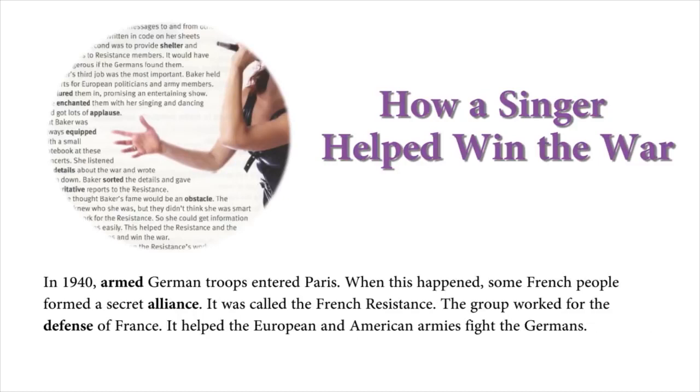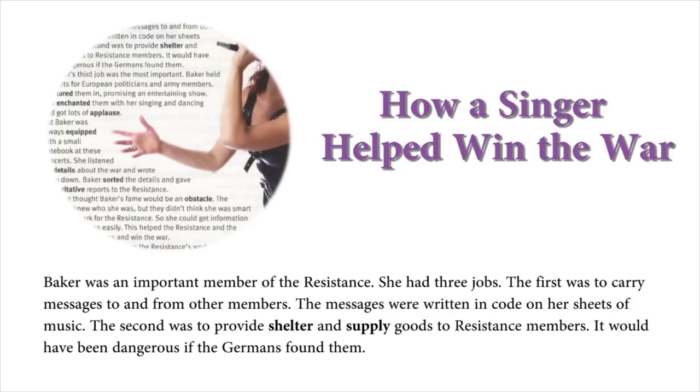In 1940, armed German troops entered Paris. When this happened, some French people formed a secret alliance. It was called the French Resistance. The group worked for the defense of France. It helped the European and American armies fight the Germans. Baker was an important member of the resistance.